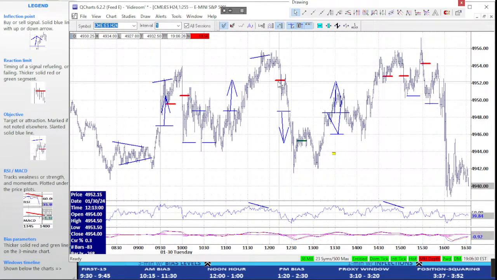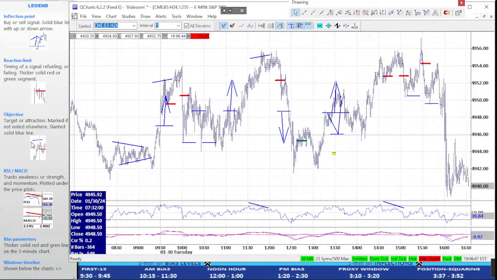But just for the purpose of further exploring what these are, we're going to go back to other sessions that did trend and see how these can be used for execution. But let's move on for the moment.